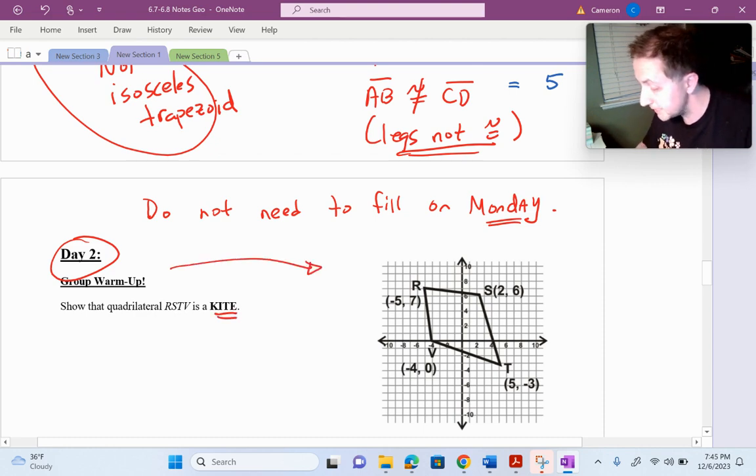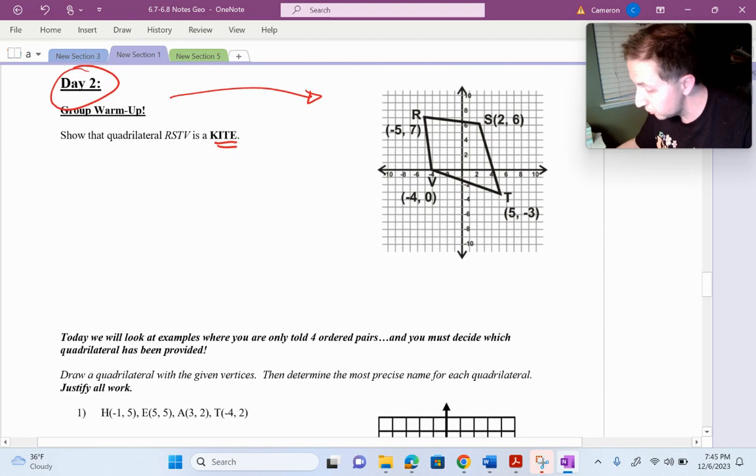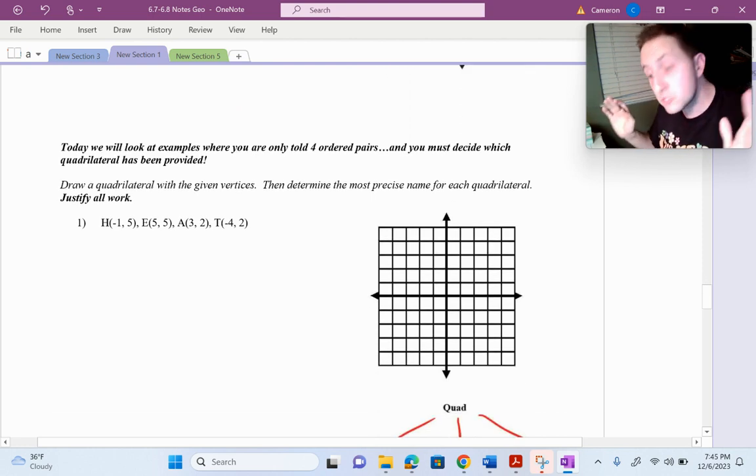We're going to show this as a kite as our warm up, and then we're going to start doing some coordinate proofs from scratch. We're going to plot the vertices ourselves, and we're going to plan out what we want to do in order to show what the most precise name for the quadrilateral is using the techniques that we just talked about.